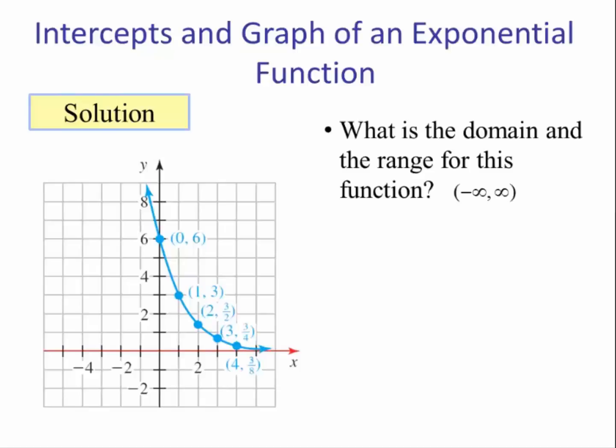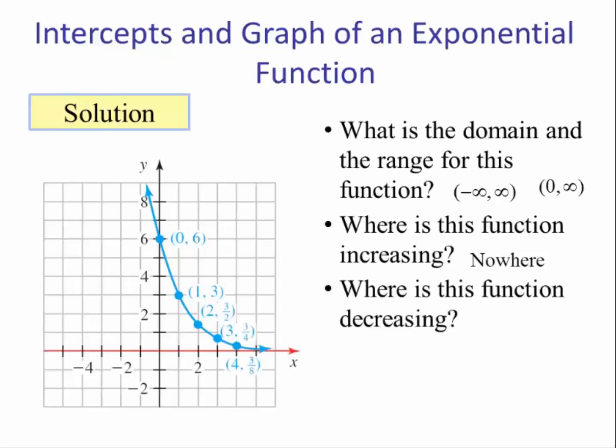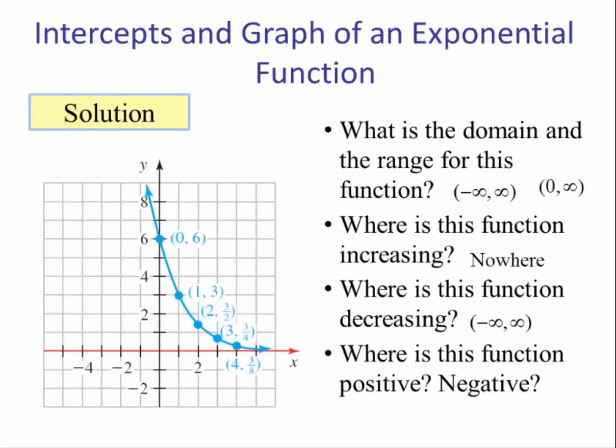The domain, again, is all real numbers, and the range is all positive y values. This function is increasing nowhere. This is exponential decay. Whereas the function is decreasing everywhere, all real numbers. This function is positive for all values of x because the graph is only in quadrants 1 and 2, and thus it is positive everywhere, all real numbers, and negative nowhere.